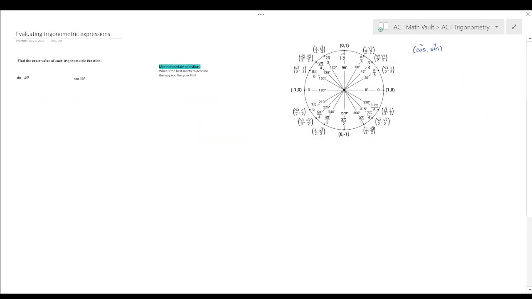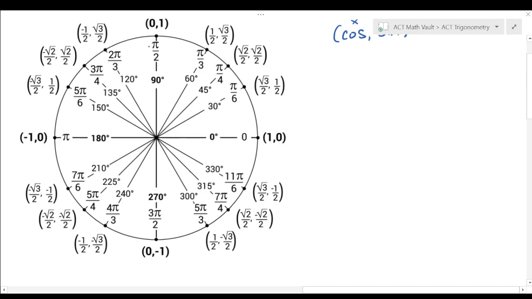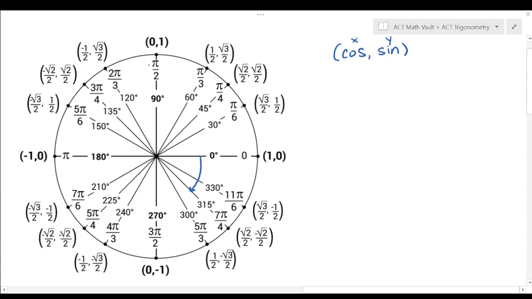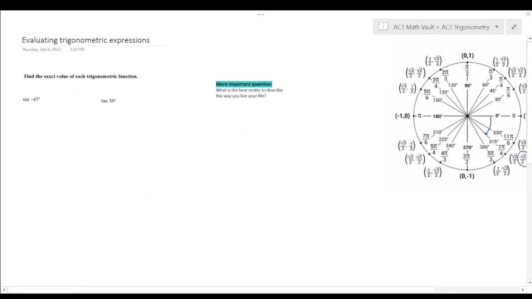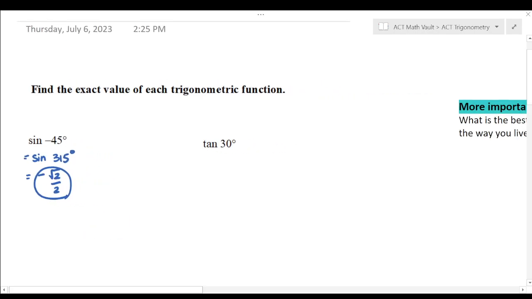So we are given sine of negative 45. Okay, so sine, meaning the y, at negative 45 degrees. Here it is. It's the same thing as 315. And my sine is the y at 315. And so there it is, negative root 2 over 2. So the train of thought here is that sine of negative 45 degrees is the same thing as the sine of 315 degrees. And the sine, the y at 315 degrees is negative square root 2 over 2. So that's it. That's our final answer.